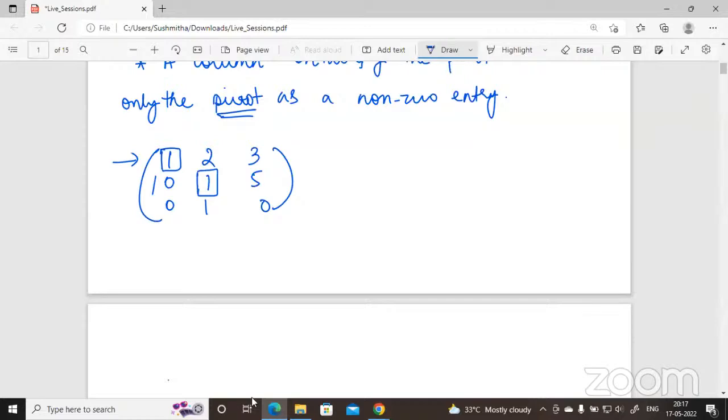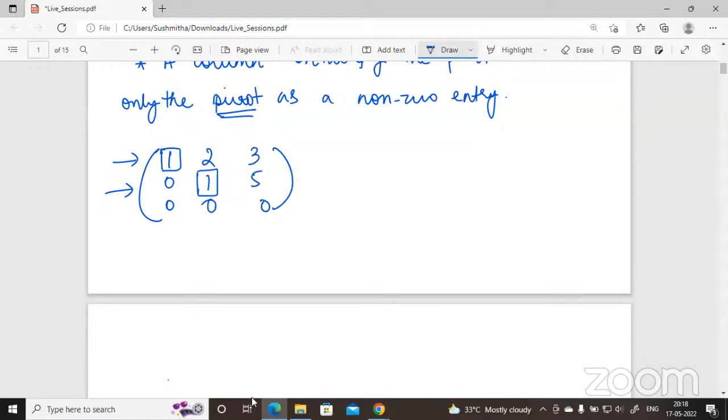Okay. So now, since this entry is 1, the pivot in my second row is also identified and it is 1, so no problem. But below the pivot, all the entries should be 0. So this is not in row echelon form because this entry is not 0. But suppose this entry is 0. Now is it in row echelon form?